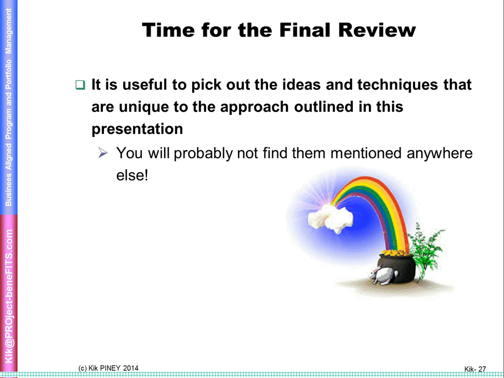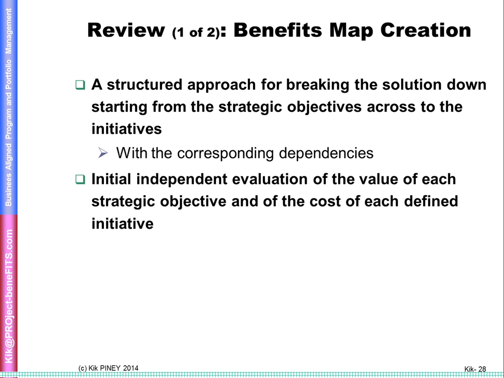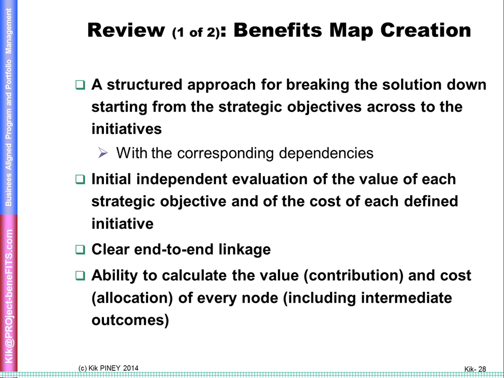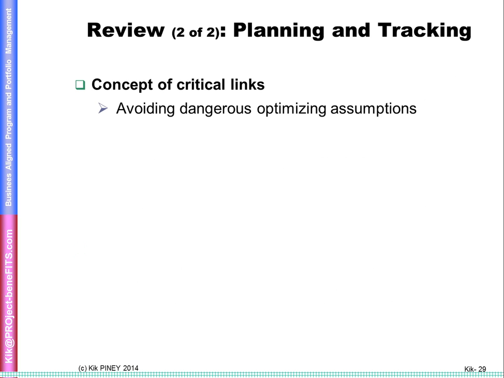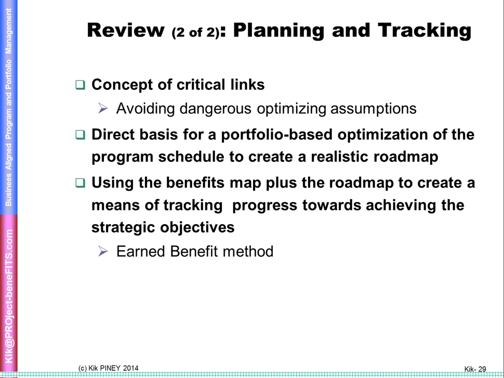So, what important things have we found? We found a structured approach for breaking the solution down, provides independent evaluation of the value so that political pressures can be overcome rather than wishful thinking. We have a clear end-to-end linkage between the objectives and the plan. We are able to calculate the value and cost of every node. We have the concept of critical links to avoid dangerous optimization assumptions. We have a basis for portfolio-based optimization to come up with the best schedule for what is now the optimal plan. And we can use the benefits map to create a means of tracking, i.e.